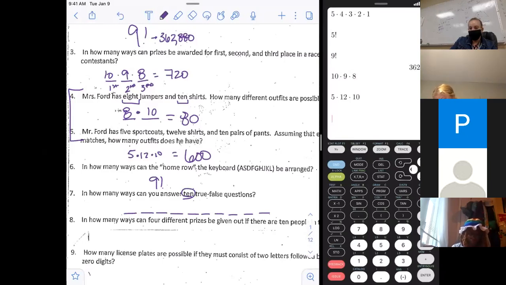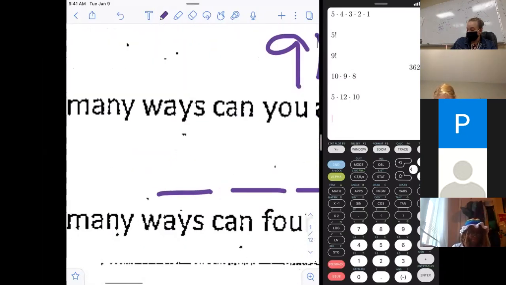How many options do you have for a true or false question? 2. Thanks, Brooke. Only 2. Thanks, Whitley. There's only 2 things. You can either choose true or you can choose false. You can't really choose anything else. So for the first true false question, you have 2 options, 2 ways you can answer it.